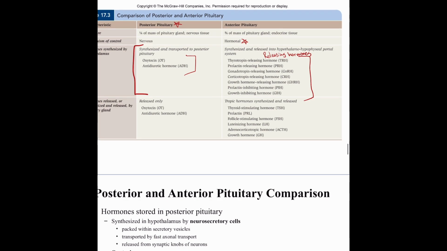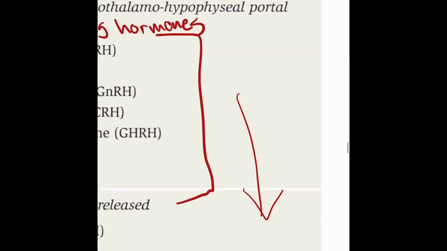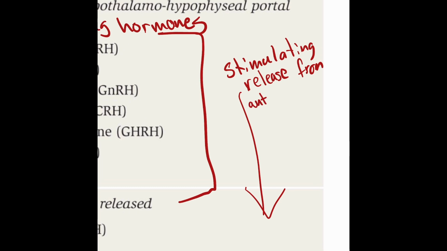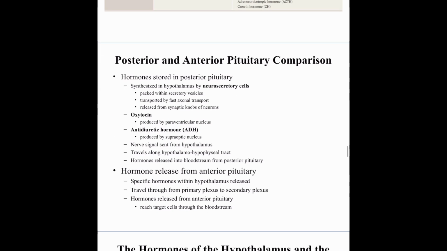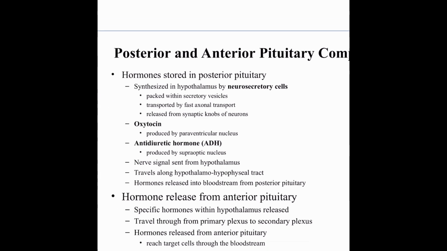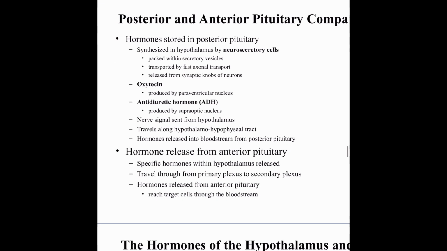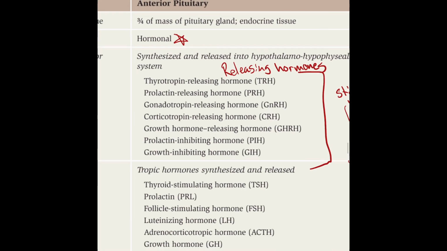Right, so then these will stimulate the anterior pituitary. Again, hormones are stored in the posterior pituitary, synthesized by the hypothalamus and neurosecretory cells. Review this on your own. Just this as well. It's a little easier to remember. I kind of wanted to go over this a bit, actually.